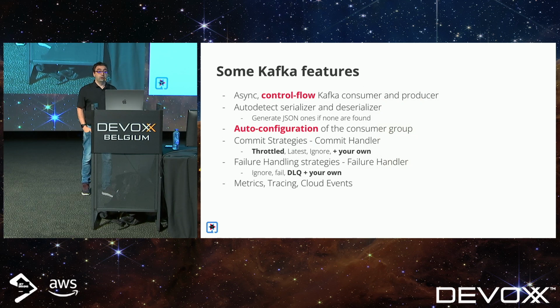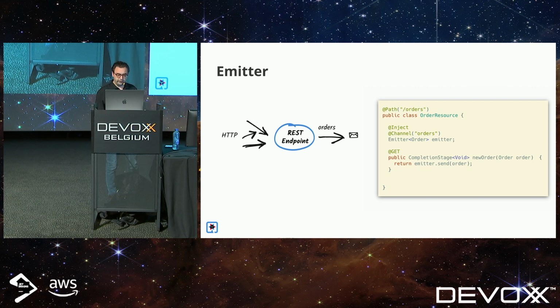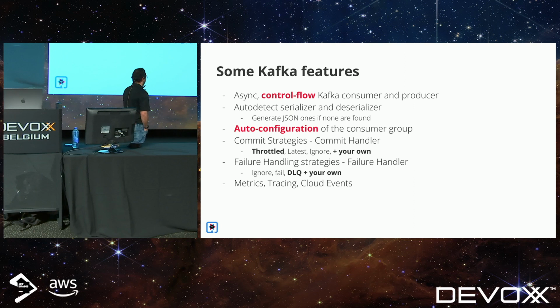The opposite is true with add channels, but with a stream. So those are some Kafka features that have been integrated in reactive messaging. That was a very, very quick overview.